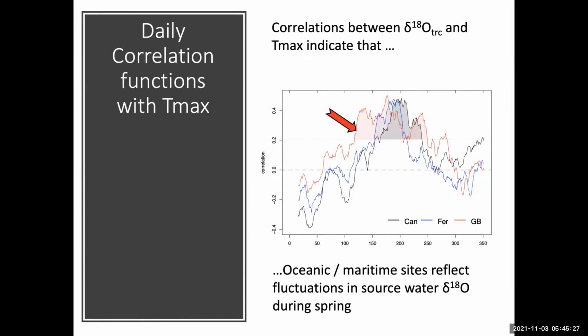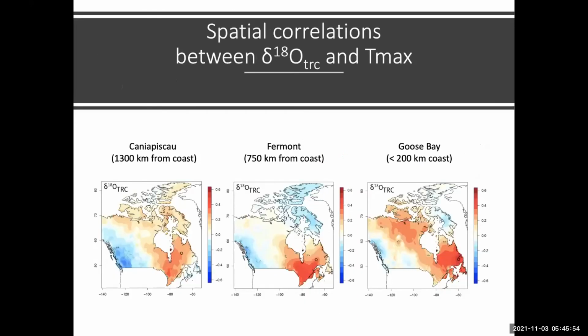But what we see that is most important here is that the site in Goose Bay, so that's the more maritime site, starts to respond earlier than other sites, about a month earlier. And this underlines the fact that the spring conditions are probably very important for the interpretation of the maritime connection.